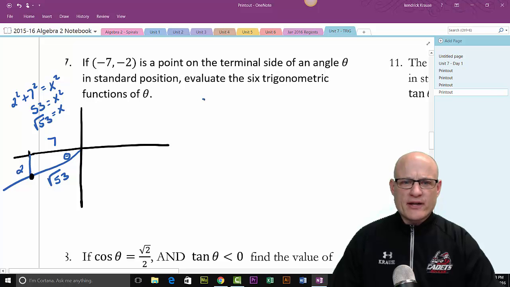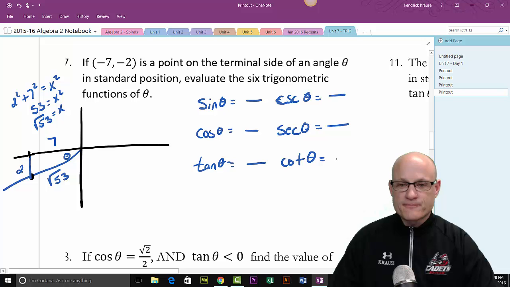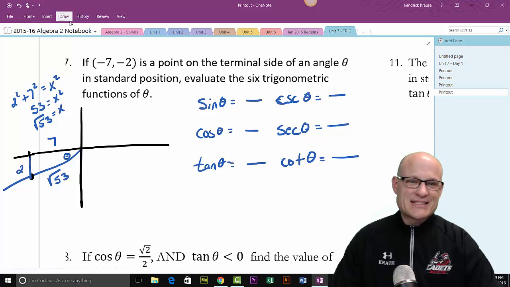Let's get them all down there. Sine of theta, cosine of theta, tangent of theta, cosecant of theta. Even I, once in a while, want to write secant with sine, but it's not. Remember, we math teachers hate you. We confuse you. And cotangent of theta.